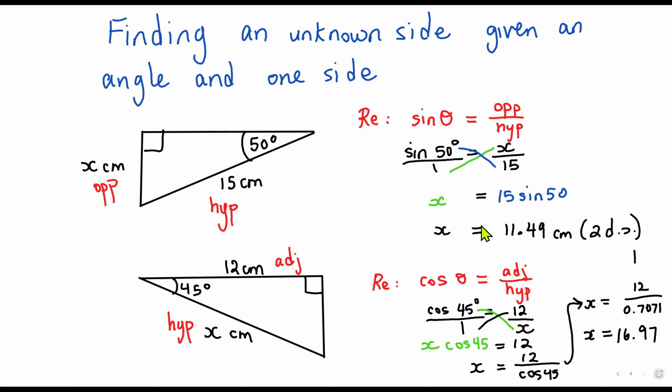Just to go over the steps again, you name your sides so that we use the correct ratio, right? In the first one, we had the opposite and the hypotenuse, and we have our angle of 50 degrees. The ratio that uses opposite and hypotenuse is the sine of the angle. So sine of our angle of interest is equal to opposite over hypotenuse. That means sine of 50 degrees is equal to the opposite side, the side we're trying to find, that's x, over the hypotenuse of 15.